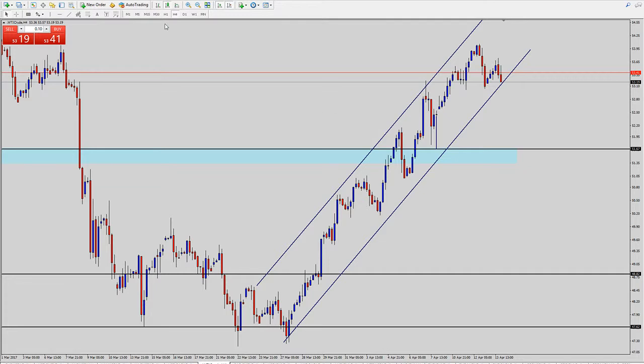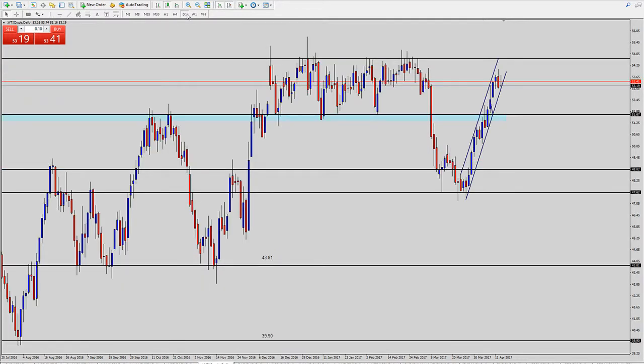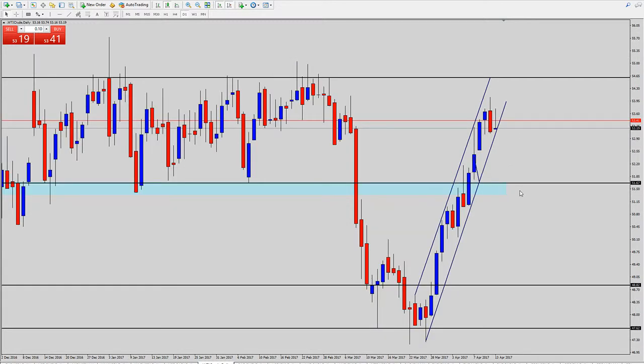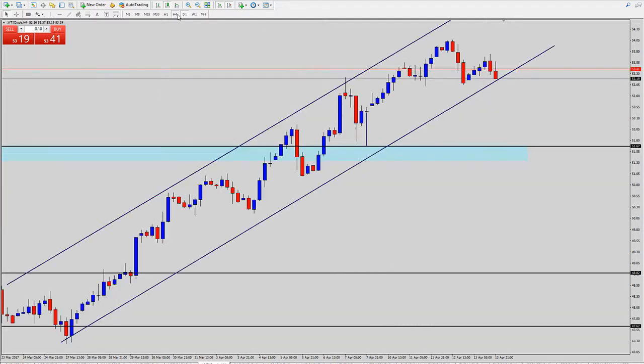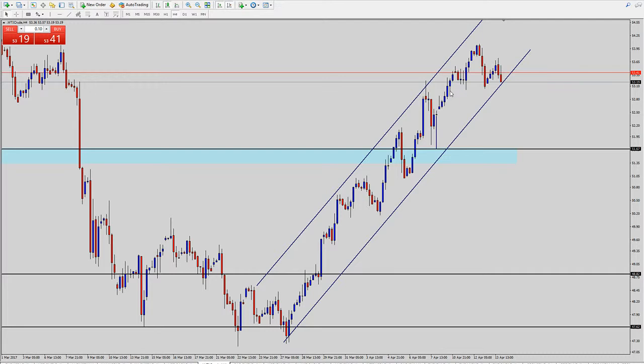Next up we have oil, and we're on a daily chart and a 4-hour chart. First we look at the daily chart to show that we are in a nice channel right now, and then drop down to the 4-hour. What we're looking for is where the market is testing my trend line right now, and a nice push upward.